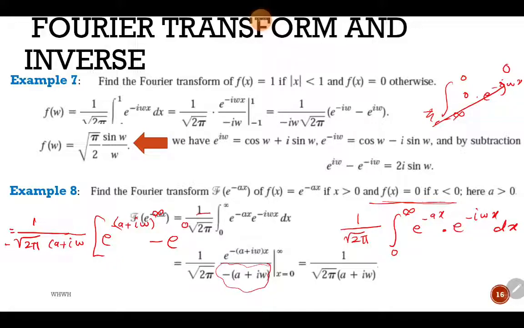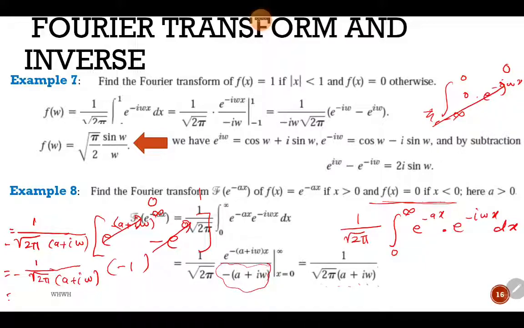Okay, so e kuasa kosong kamu akan dapat nilainya sama dengan 1, dan e kuasa infinity nilainya sama dengan kosong. So this you will get 1 negatif 1 per sqrt 2 pi, a tambah i omega darab dengan negatif 1. So jawapannya 1, mana jawapannya? Ni. Okay, 1 per sqrt 2 pi a tambah i omega. Okay, ingat ni. 1 per sqrt 2 pi darab dengan a tambah i omega.